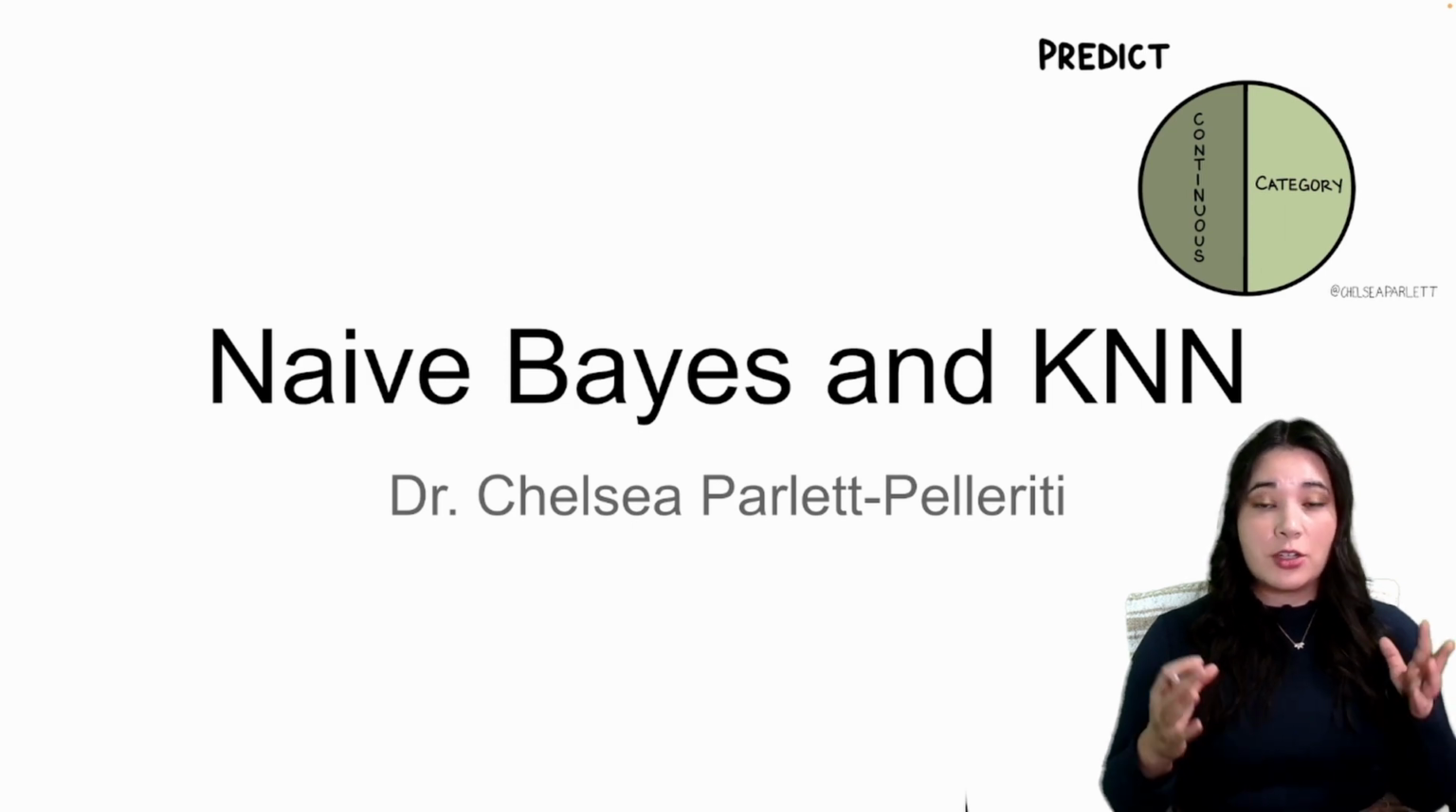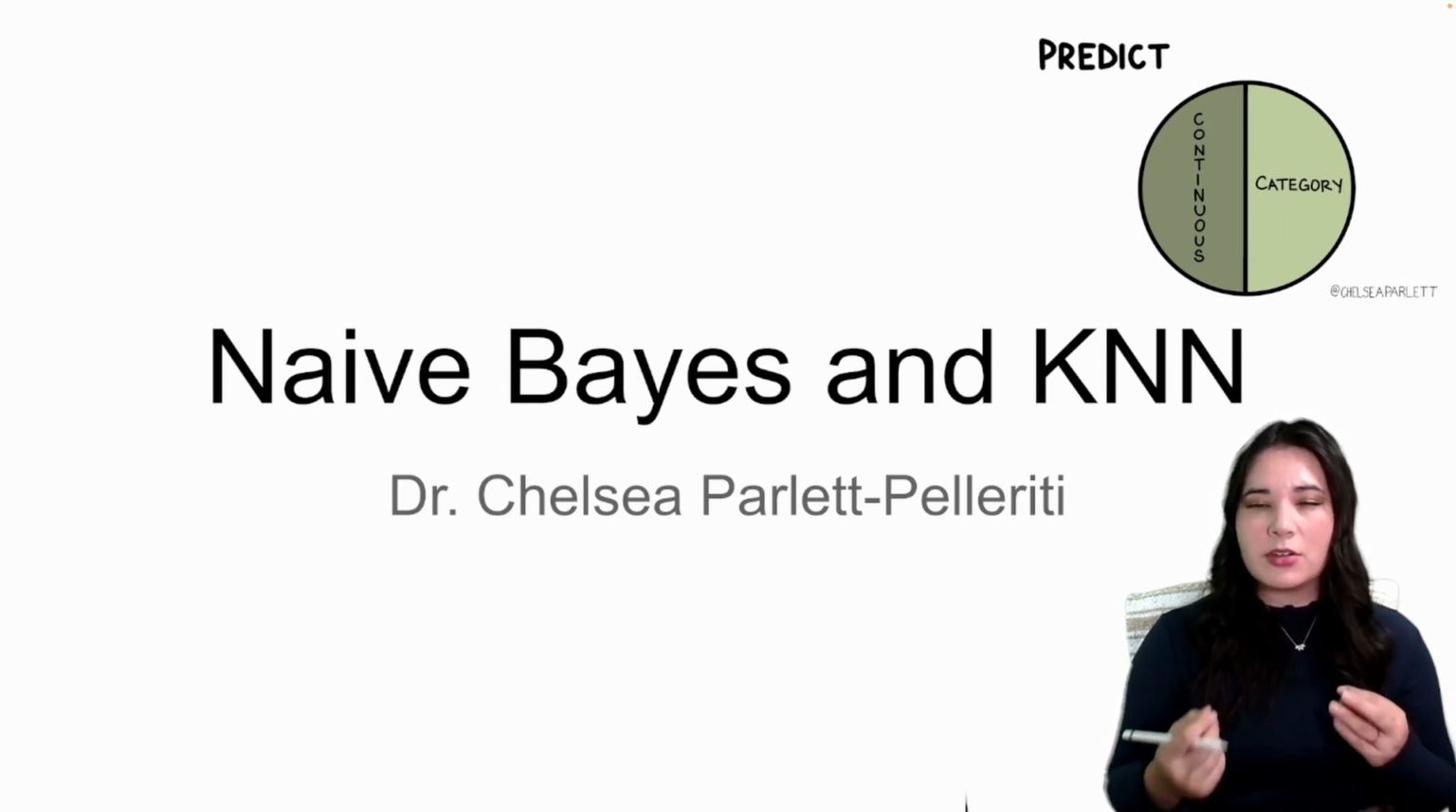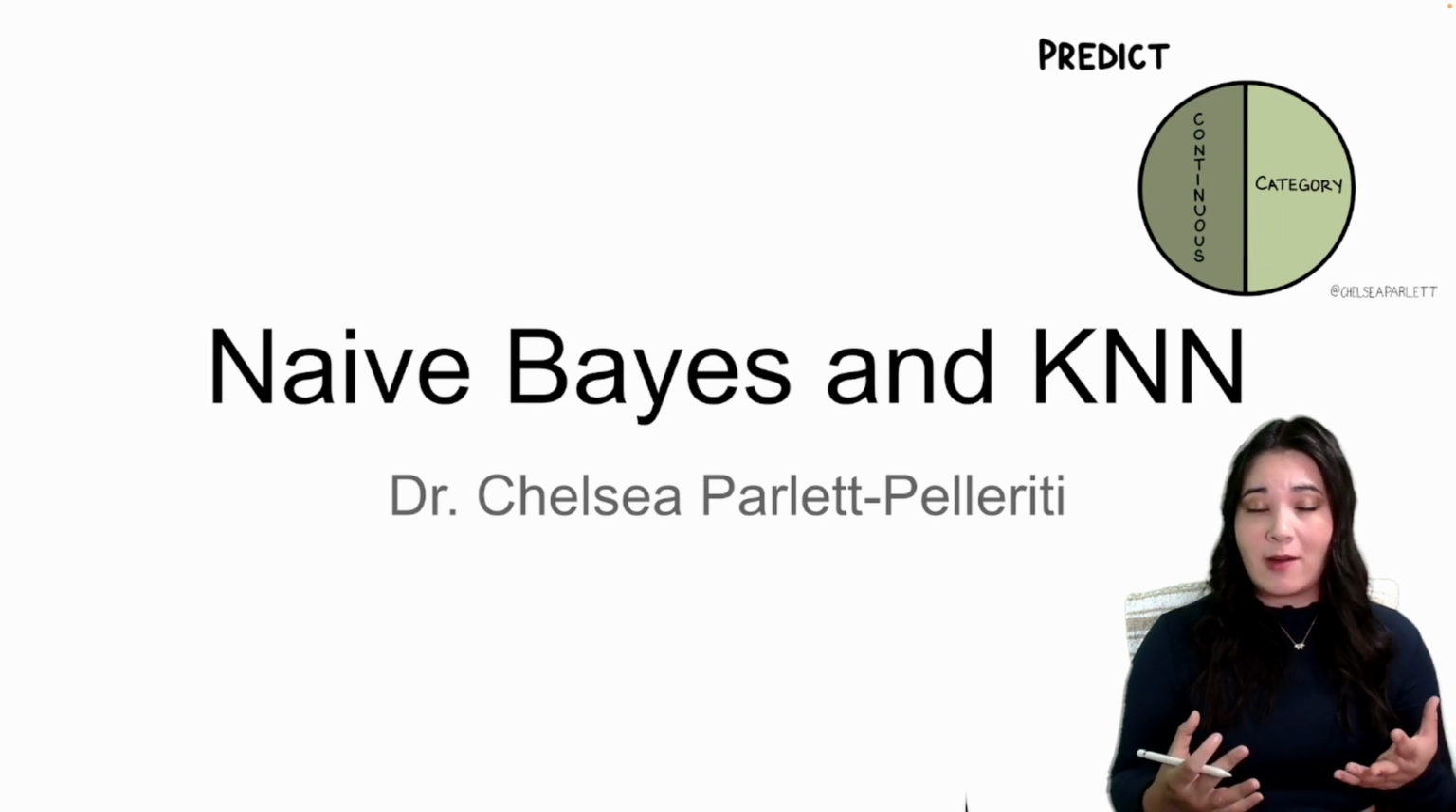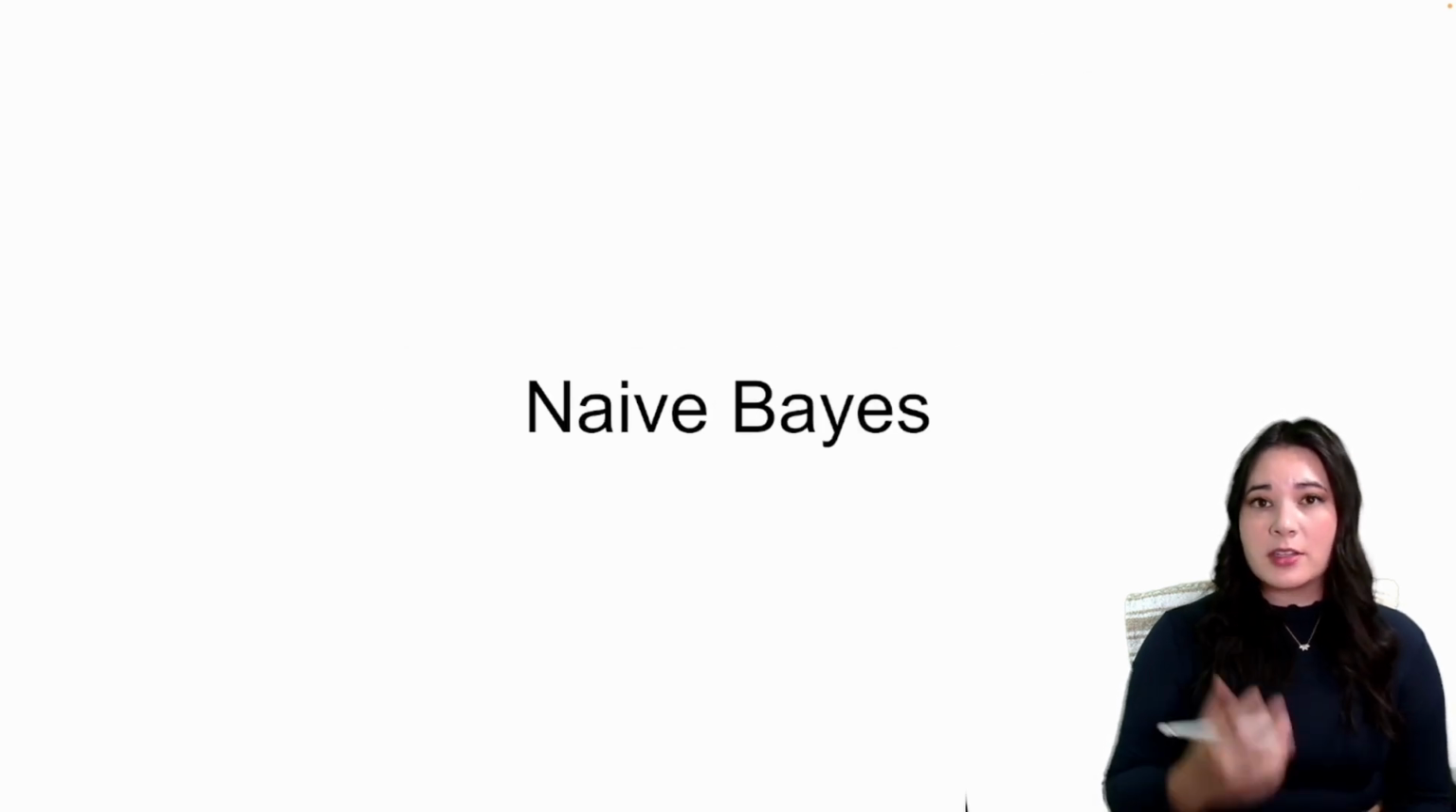Now, today we're covering two different algorithms, but that's because these are two of the most conceptually simple machine learning algorithms we're going to learn in this class. First, let's start with naive Bayes.